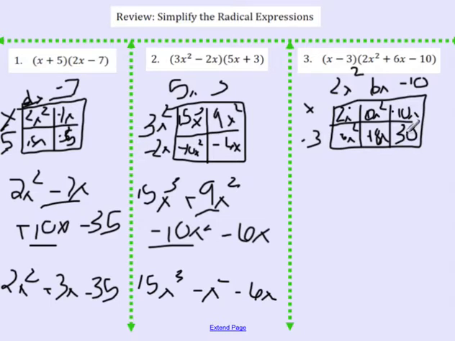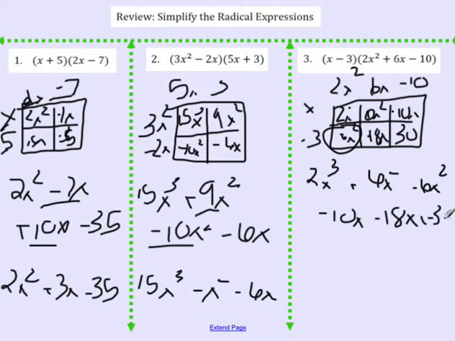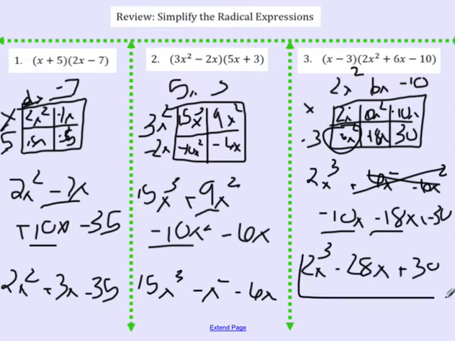When you add that up, we have 2x cubed, and then 6x squared, and from here a minus 6x squared. And then minus 10x minus 18x, and then plus 30. When I combine those two squared terms, they cancel out. So then I have 2x cubed, negative 10x minus 18x is negative 28x, and finally plus 30. That right there is your final answer for number 3.